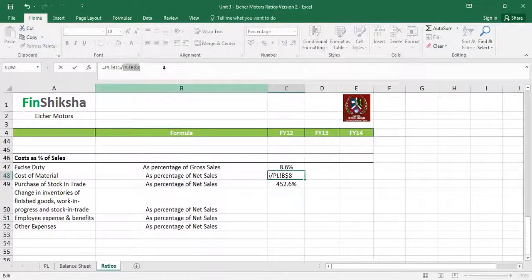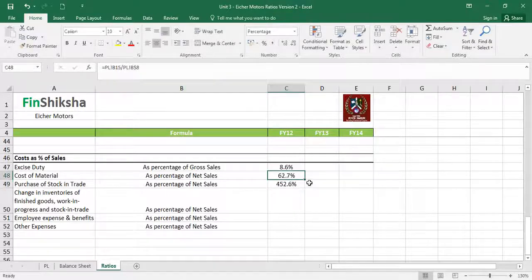So I've frozen the row of sales, right? You see the dollar in front of 8. So that's frozen the row, but I've not frozen the column. We've learned this already in Excel. I do that and I just drag it down.